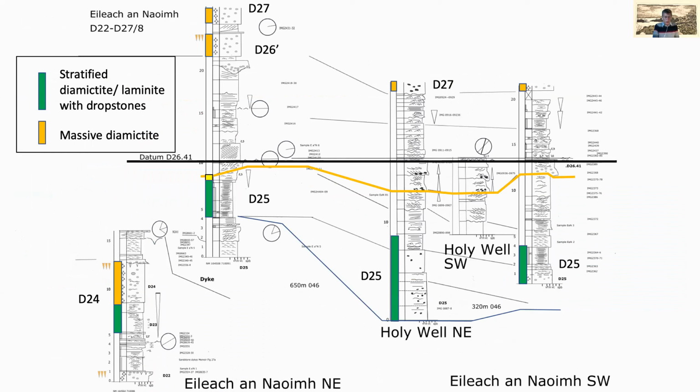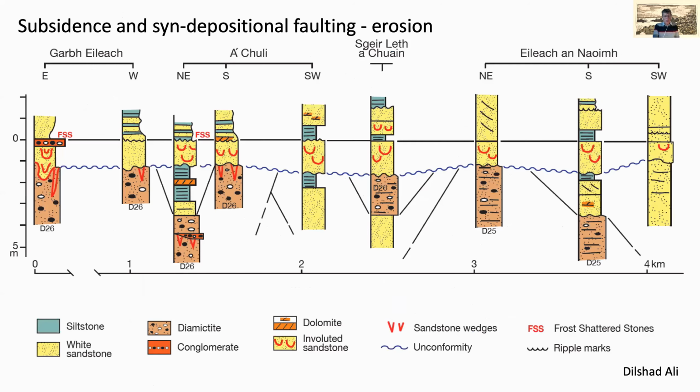So this is a zoom out of all the sections that were measured on Holy Island around this interval, showing this transition between D25 upwards into its minor mouth bar, and then incised by grey sandstones, and then subsequently by brown sandstones, brown dolomitic sandstones, up to our datum horizon of D26.41. Dilshad will take that D26.41 datum apart in more detail in a separate talk. It's well worth examining in great detail because there's so much going on at that interval.